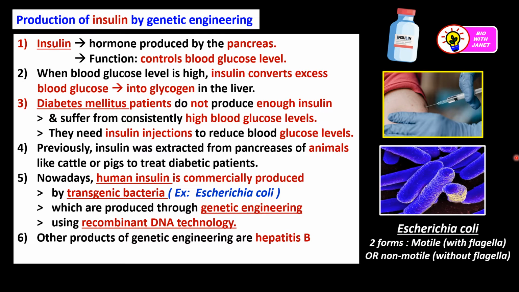Now, other successes or products of genetic engineering are hepatitis B vaccine, blood clotting factor, and growth hormone. So for example, we have already studied about the blood clotting factor that's produced by the transgenic goat, right? So the transgenic goat is a product of genetic engineering, okay? And growth hormone is usually produced by transgenic bacteria.